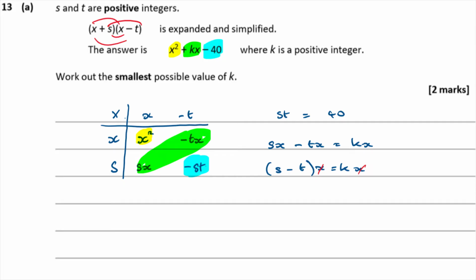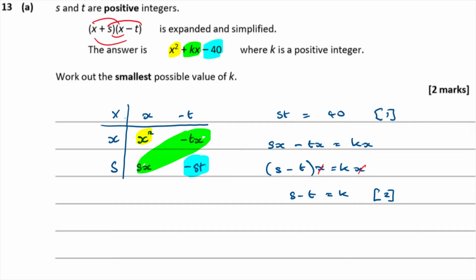That tells me that s minus t must be equal to k. Okay, so we've got two equations here. I know that s times t is 40, and I know that s minus t is equal to k. Now I need to work out what is the smallest possible value of k.